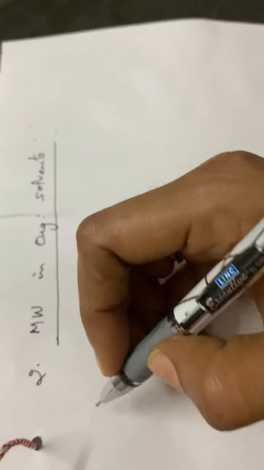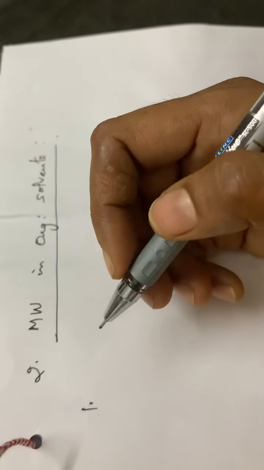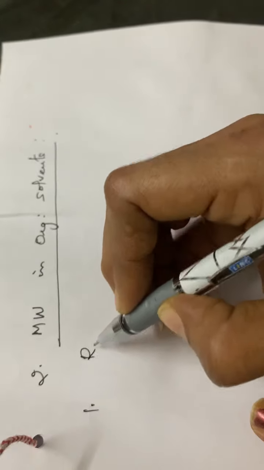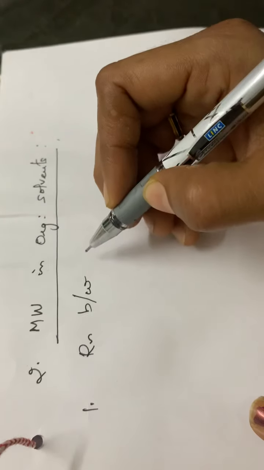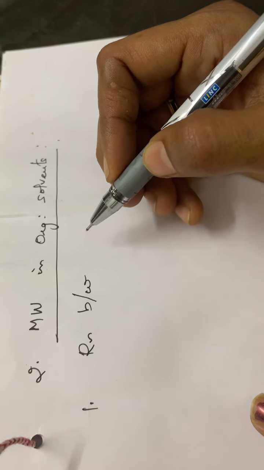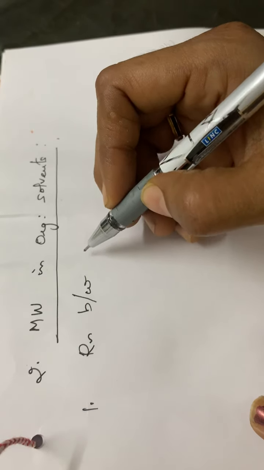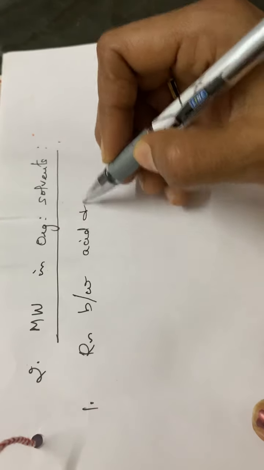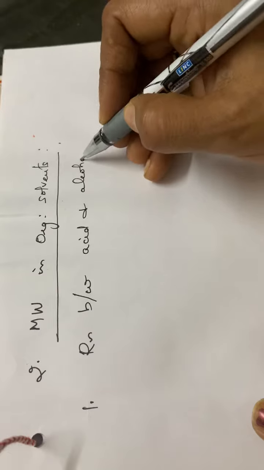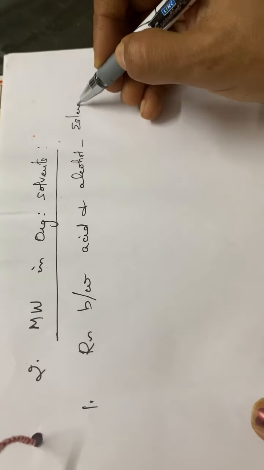We have to go through some of the examples. The first is the reaction between carboxylic acid and alcohol. That means it is an esterification reaction between acid and alcohol.